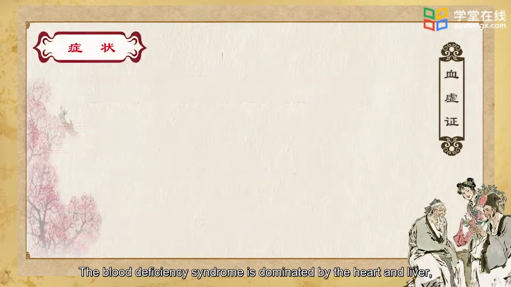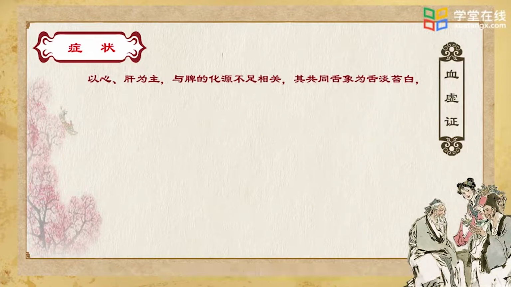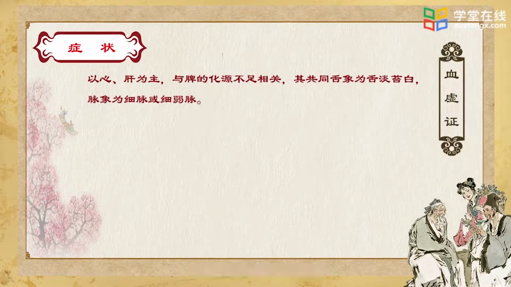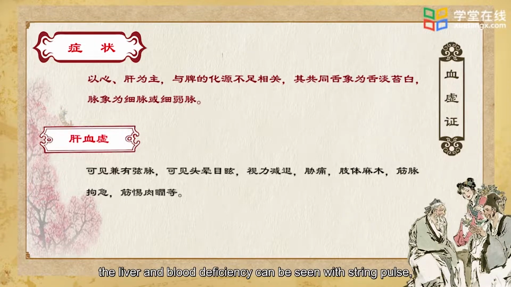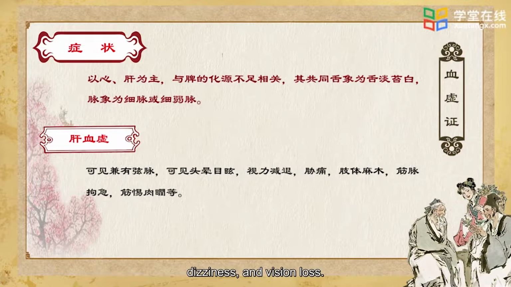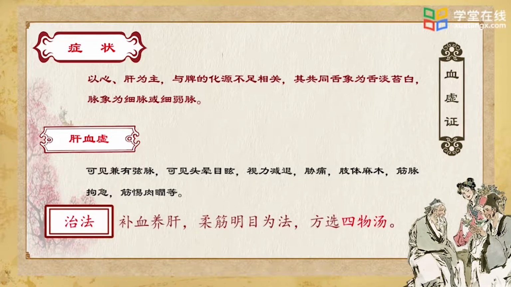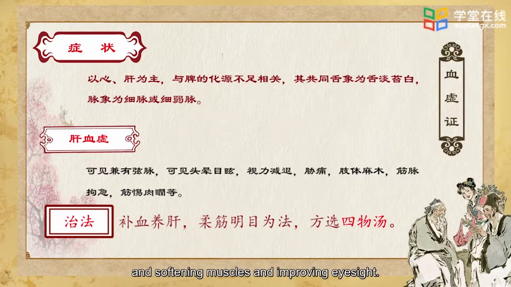The blood deficiency syndrome is dominated by the heart and liver, and is related to the spleen. The common tongue image is a pale tongue. The pulse is thin or weak. The liver and blood deficiency can be seen with strained pulse, dizziness, and vision loss. Flank pain, numbness of the limbs, tightness of muscles, spasm, and so on. For liver and blood deficiency, we can enrich the blood and nourish the liver, soften muscles and improve eyesight.